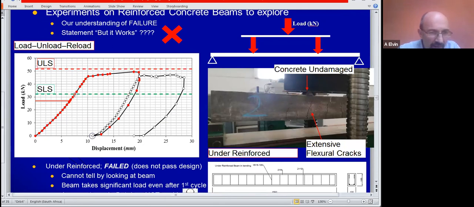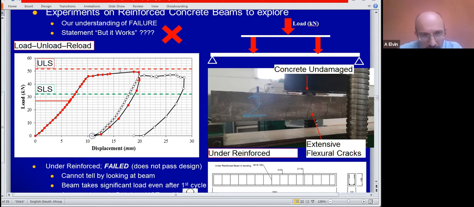It passes serviceability limit state. Look where the first crack occurs. The first crack occurs below the service. So this is clearly a failure, and it's a failure in rational design because a first crack is below serviceability limit state. It then goes into yield at this point, and does not reach our ultimate limit state forces.